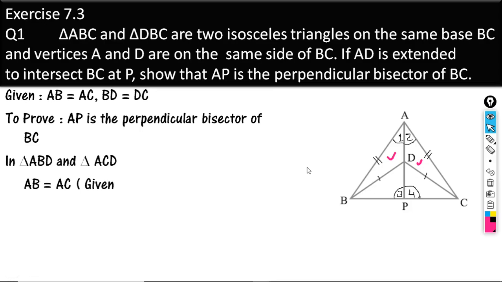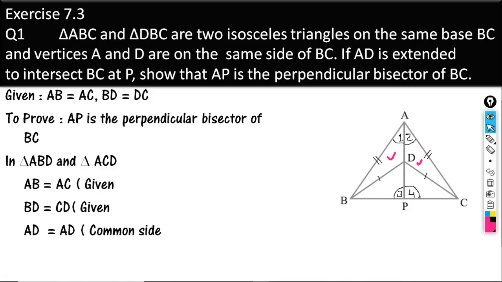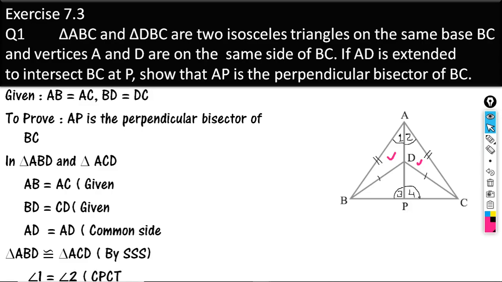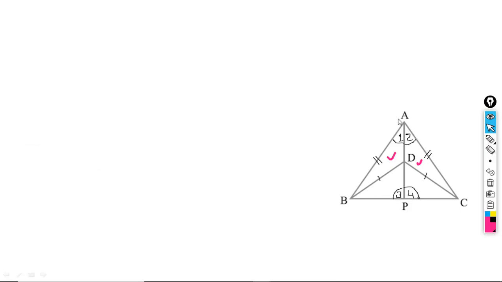Here these triangles are congruent by triple S. AB and AC are equal, BD and DC are equal, and AD is a common side. So they are congruent by triple S, or we say that angle 1 and angle 2 are equal because of CPCT. Now in the second case, we come to the main triangles ABP and ACP.